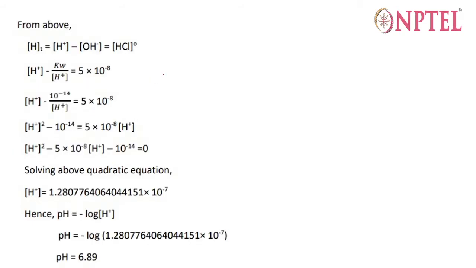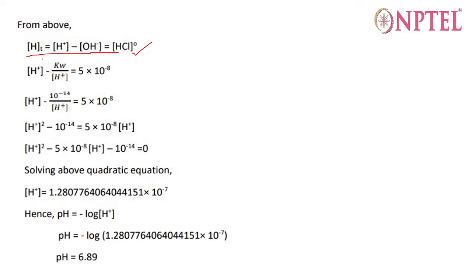Okay, let's check. Here I can write this from this equation: H_T, the total H+, is nothing but H+ minus OH- equals whatever input I have given, right? I already discussed this. So you can write this in a different way, and that's what we are going to see.